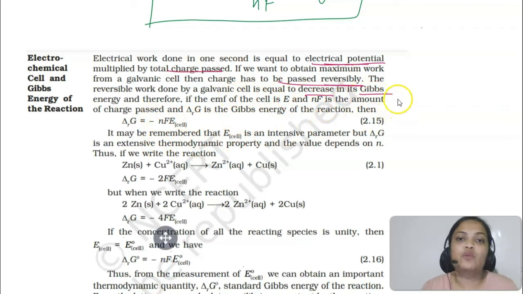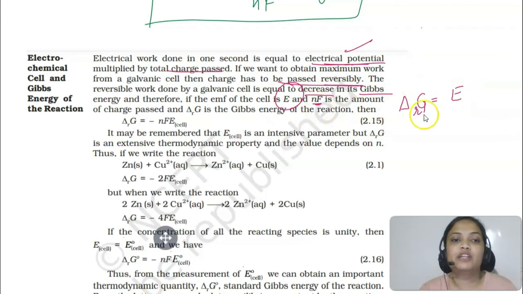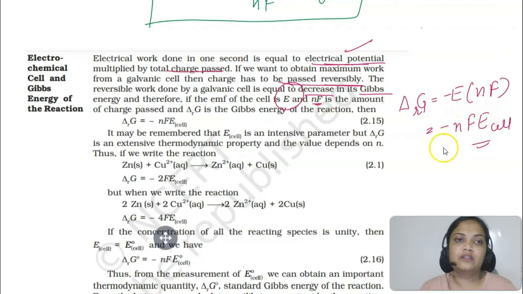All right. So how can we calculate the Gibbs free energy? This is the Gibbs free energy for the reaction, delta G. E is the EMF of the cell, the electric potential, and nF is the charge passed. We will multiply them, and it will of course be negative. So for a spontaneous reaction, delta G equals minus nFE cell. Students, this will be the formula for the Gibbs free energy of a cell.